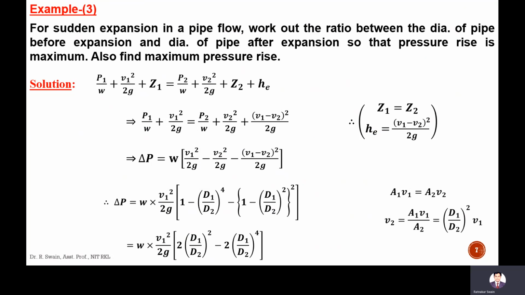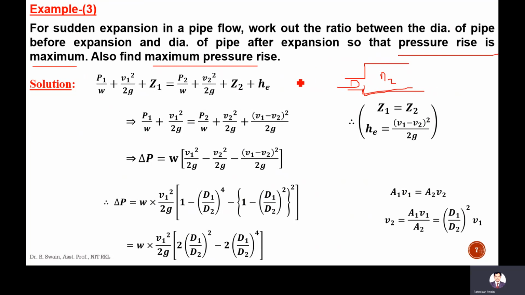Okay, come to the next example. For sudden expansion in a pipe flow, work out the ratio between the diameter of the pipe before expansion and the diameter of the pipe after expansion so that the pressure rise is maximum. Also find the maximum pressure rise. So here it is asking to calculate the ratio D1 by D2. Here this is D1 and this is D2. In the sudden expansion, the condition is that the pressure rise is maximum, and we have to calculate the D1 by D2 ratio.